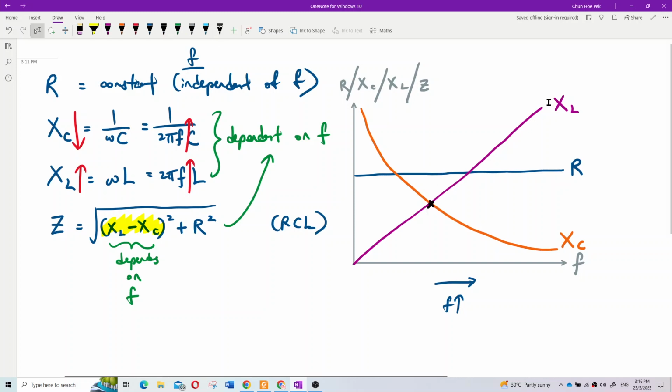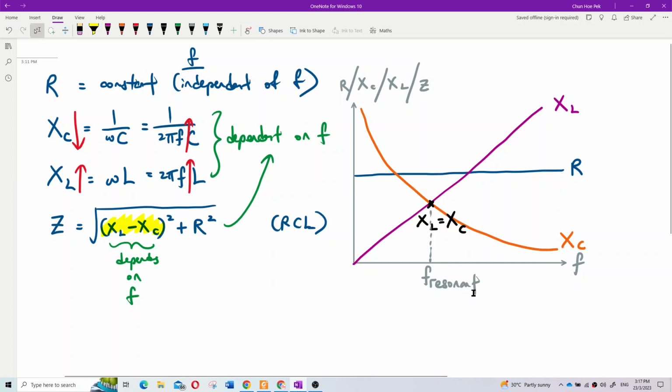So what do you think? When XL and XC cross this point, that means at this point they are the same value, isn't it? At this point, XL equal to XC, isn't it? At the black point here, XL and XC are equal at a certain frequency. In fact, this is the resonant frequency. This is what we call resonant. Okay, so at this point, this is called the resonant frequency.